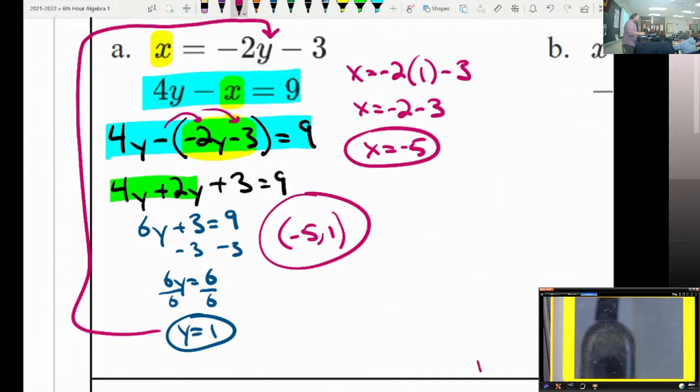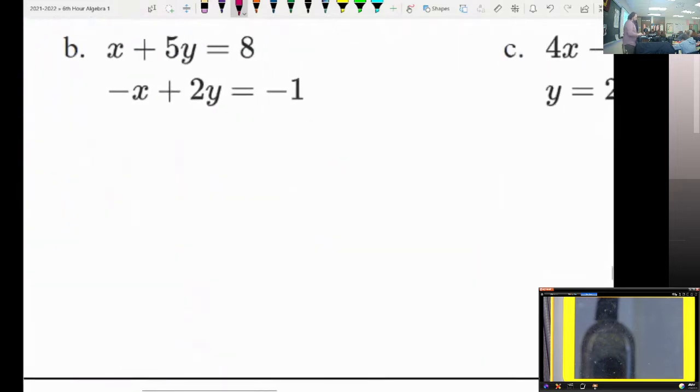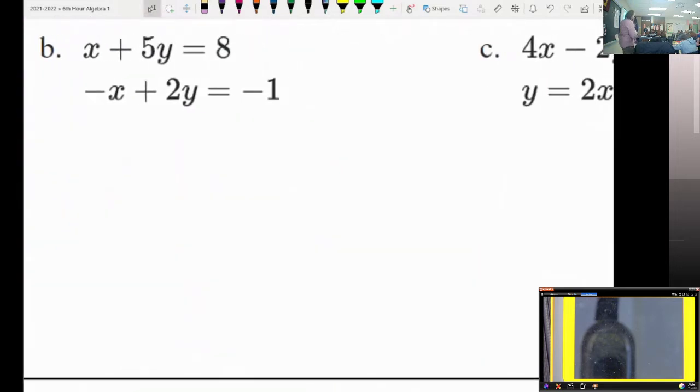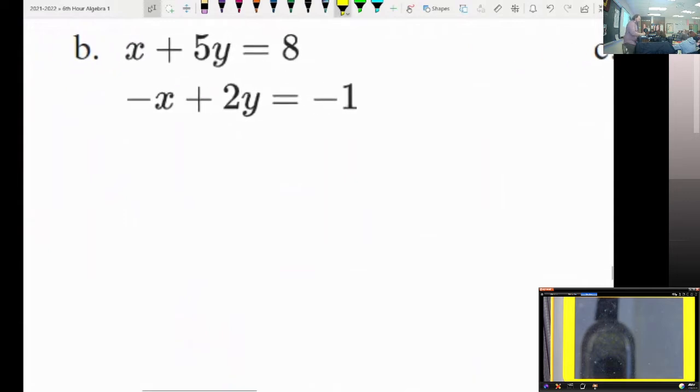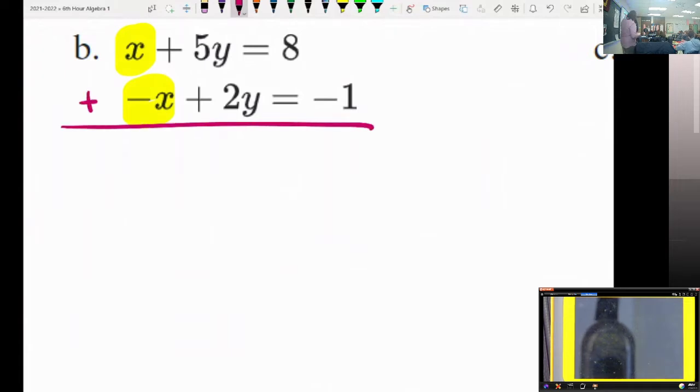Moving right along. Sorry, guys, I know we're moving fast, but we have to move to the next thing. Question B. This is an elimination system, and what tells you that right away is the x and the negative x hanging out right there in front. We're going to add those two together and cancel out those x's right away. We're going to add everything. I recommend you put the plus sign down so you don't forget you're adding everything.